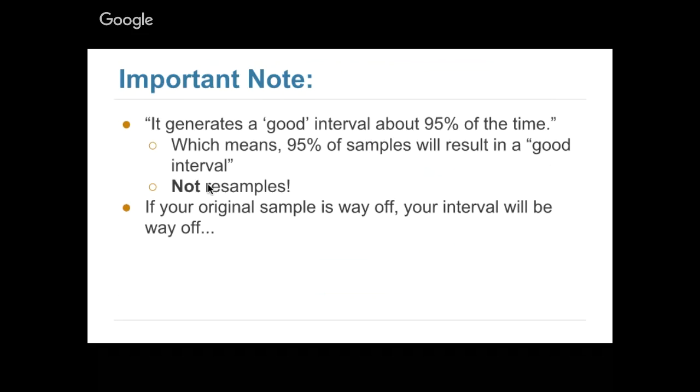I can't just take my one sample and bootstrap that over and over again and hope to get good confidence intervals. If my original sample was way off, even if I bootstrap a bunch of times, my interval will still be way off. Okay? So bootstrapping does not make up for the fact that my sample was bad in the first place. It just says that on average, most of the time, it works. But a bad sample is bad. You can't fix that with bootstrapping. Any questions?